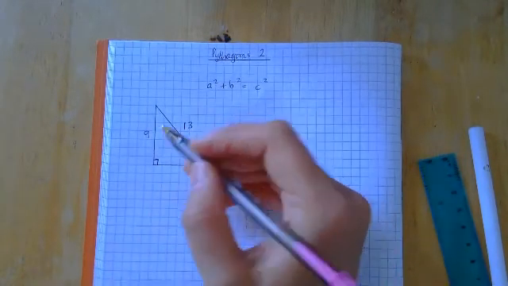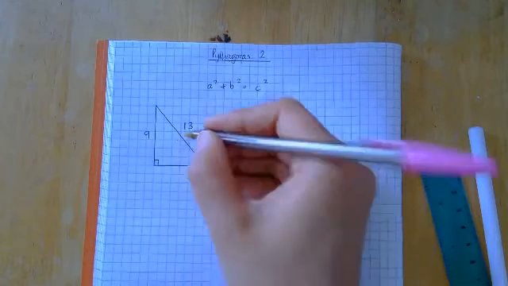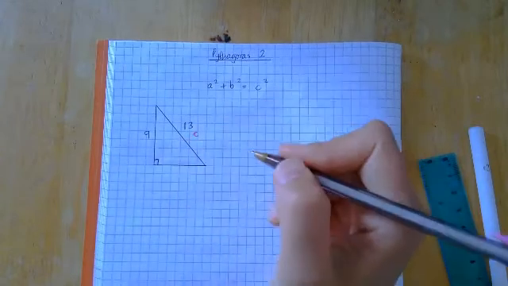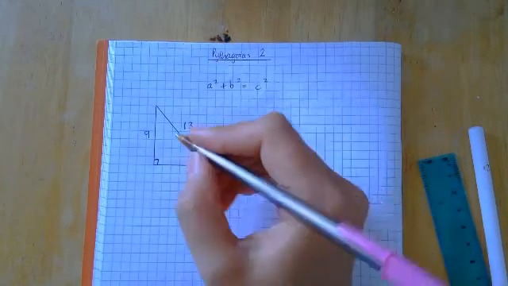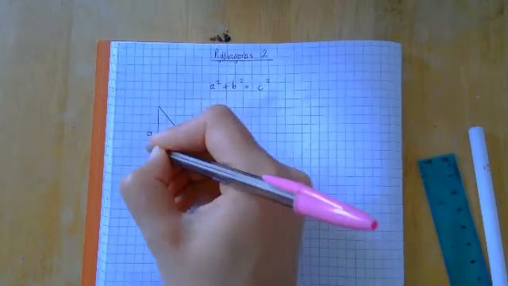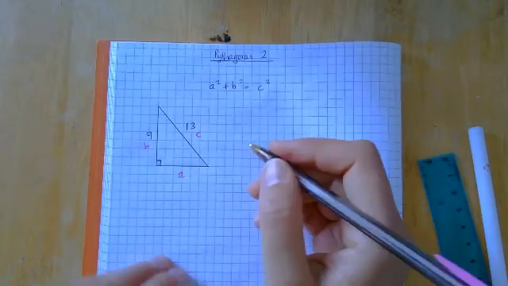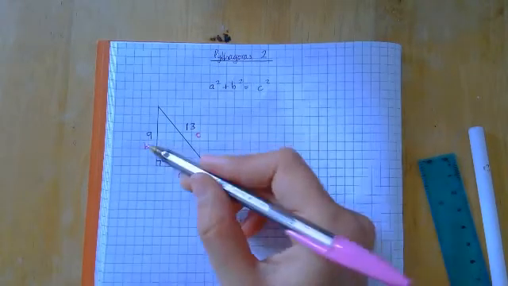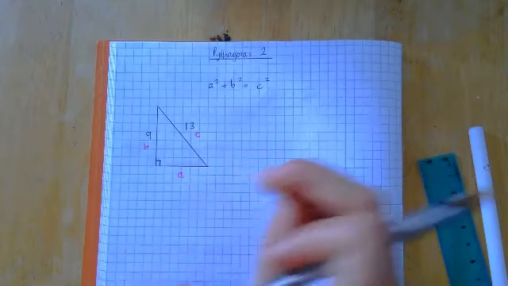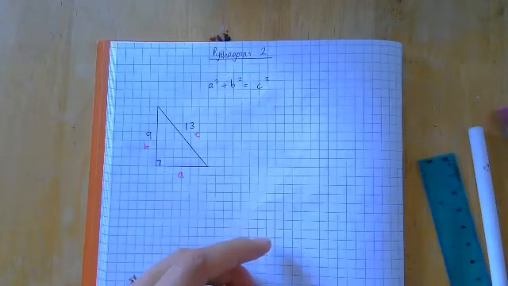So remember, how do we label it? C always goes opposite the right angle, and then A and B don't matter. So I'm going to put A here and B here, but it doesn't matter at all. You could have swapped them round and that would have given us exactly the same.